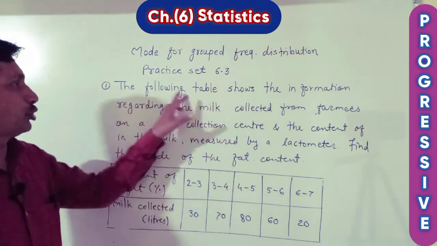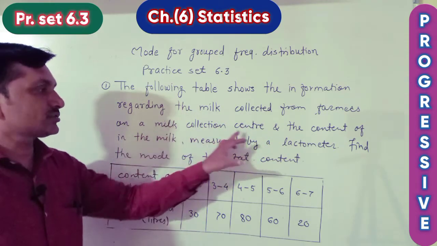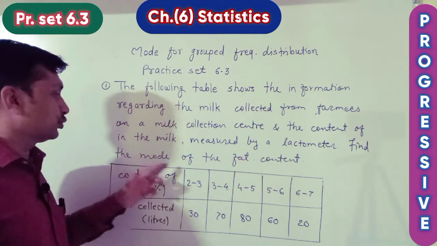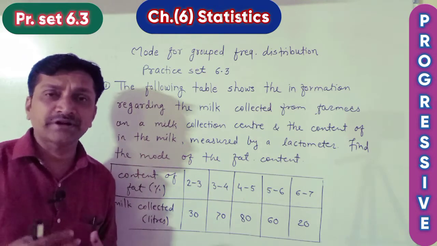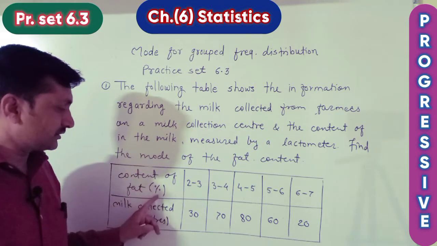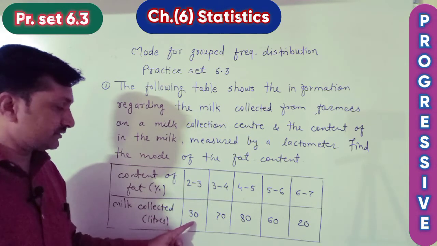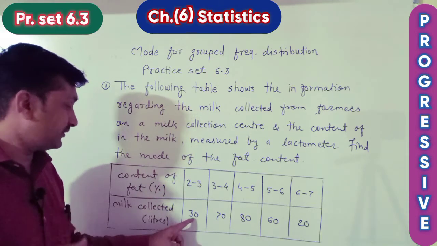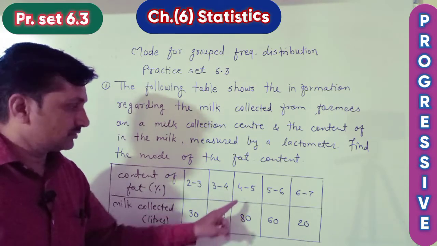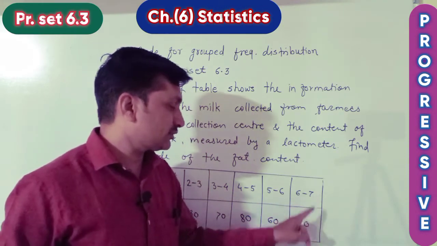First example: the following table shows the information regarding the milk collected from farmers at a milk collection center, and the fat content of the milk measured by lactometer. Find the mode of the fat content. The first row is the fat content in percentage, 2 to 3%. Milk collected: 30 liters of milk is collected having fat 2 to 3%, 3 to 4% fat 70 liters, 4 to 5% 80 liters, 5 to 6% 60 liters, 6 to 7% 20 liters.